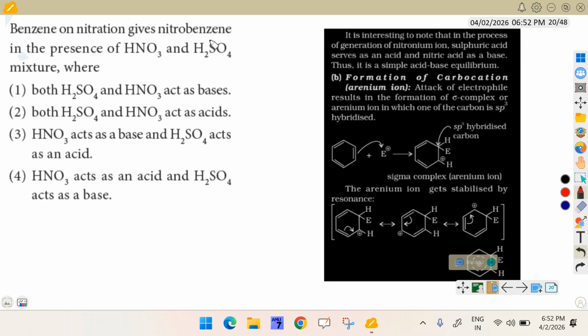Benzene on nitration gives nitrobenzene in presence of HNO3 and H2SO4 mixture, where HNO3 acts as a base and H2SO4 acts as acid.